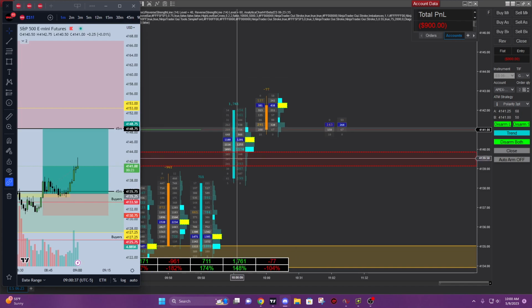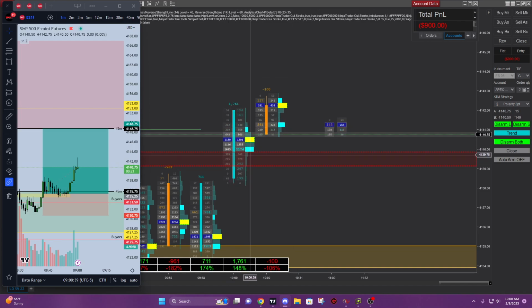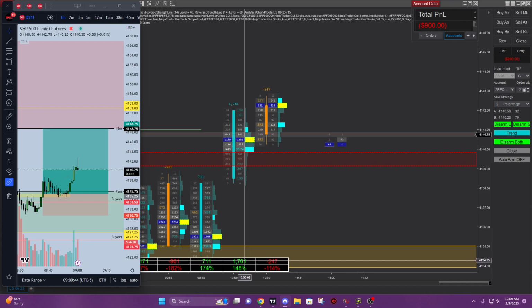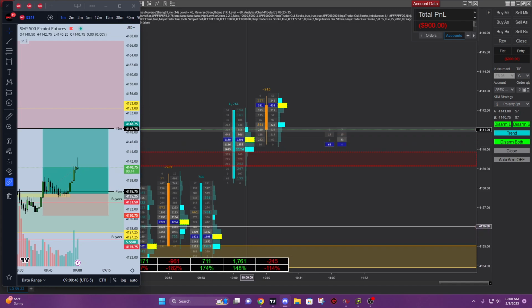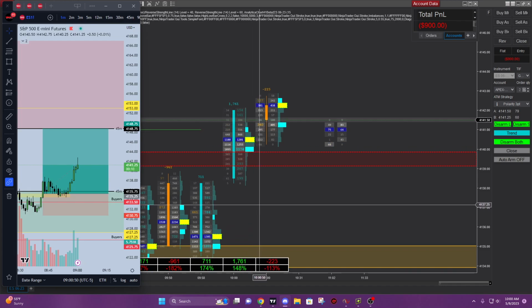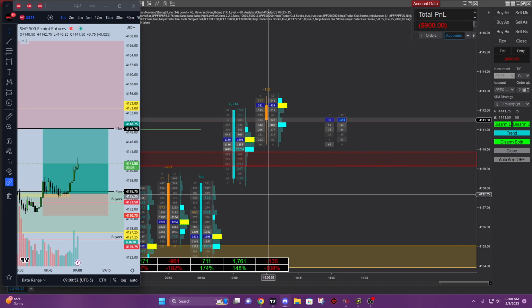We had a strong break through this drive zone with heavy delta. So I have a feeling we'll probably continue upwards for a little.